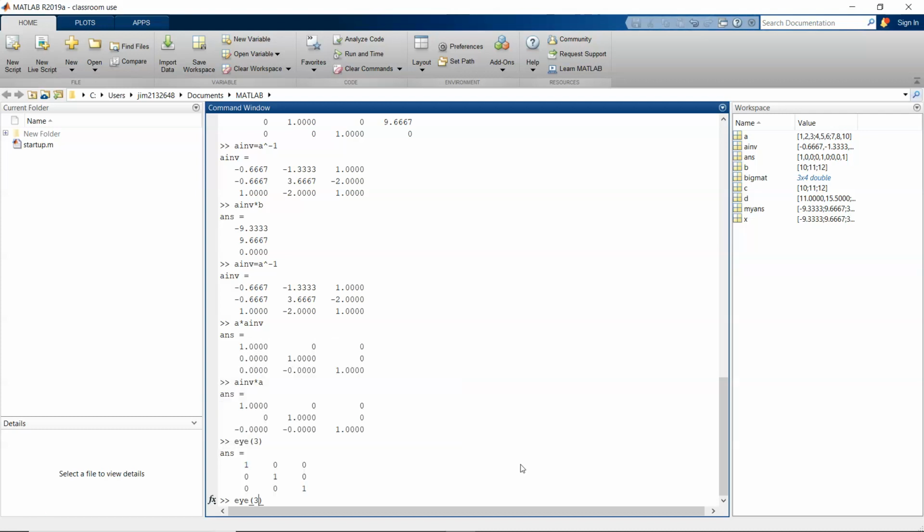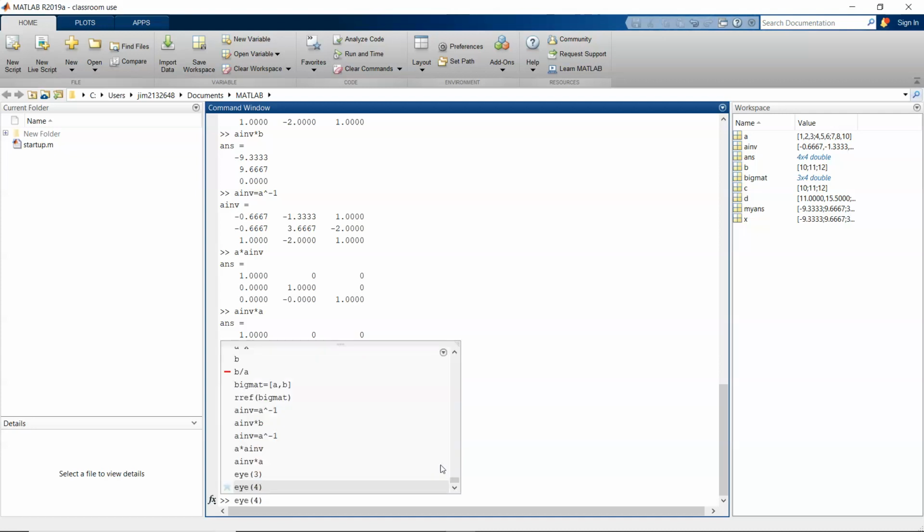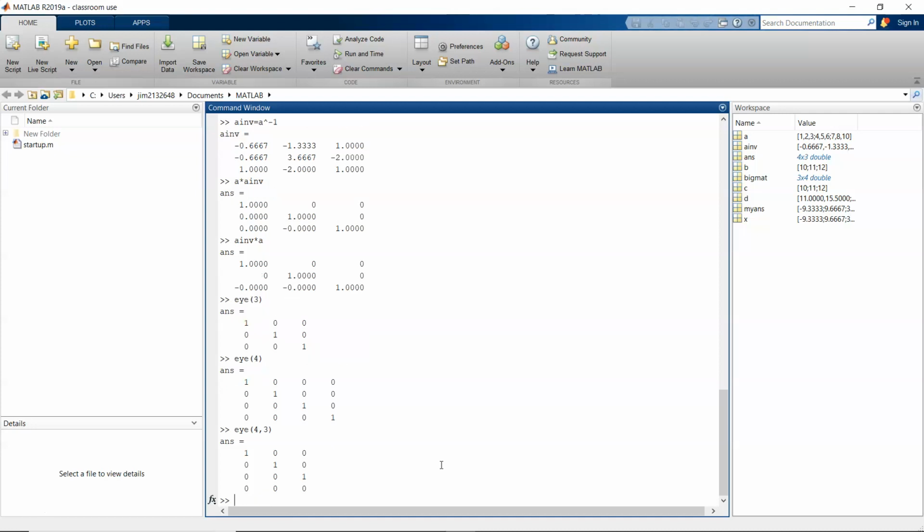You can make identity matrices of any size. You can even make them rectangular. If you just put one number here, it becomes a square matrix, a 4 by 4 matrix, or a 3 by 3, or a 5 by 5, or whatever. You can make it 4 by 3, and it will give you a row of zeros, for example. It'll just pad the rest of the matrix with zeros.